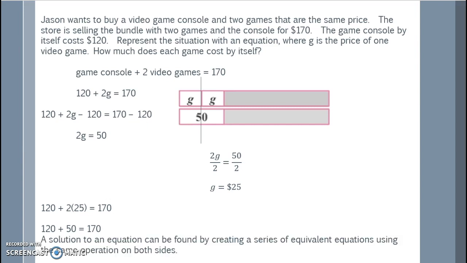And if we plug it back into the original equation that we discovered, 120 plus 2 times 25 certainly is 170. So a solution to an equation can be found by creating a series of equivalent equations using the same operation on both sides. So notice when we were figuring this out, we subtracted 120 from both sides, and when we were about ready to get G by itself, right here, we divided both sides by 2.